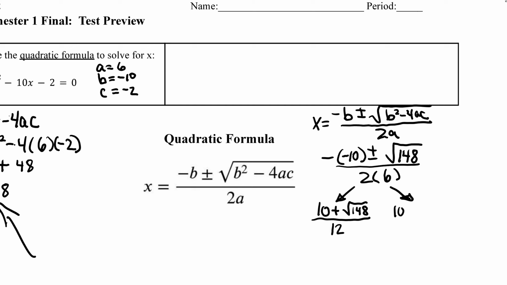I've got 10 minus the square root of 148 over 2 times 6, 12. And so those are my 2 solutions. And what we want to do is simplify our radical.